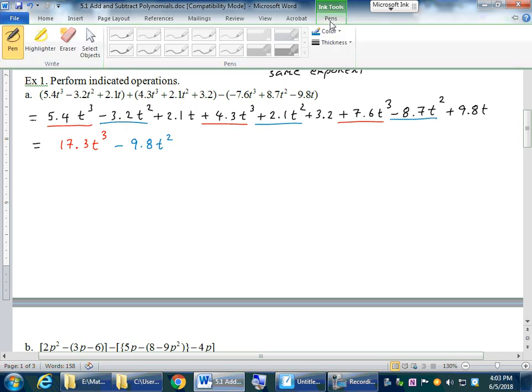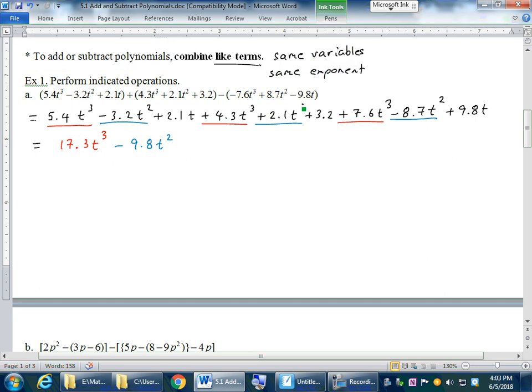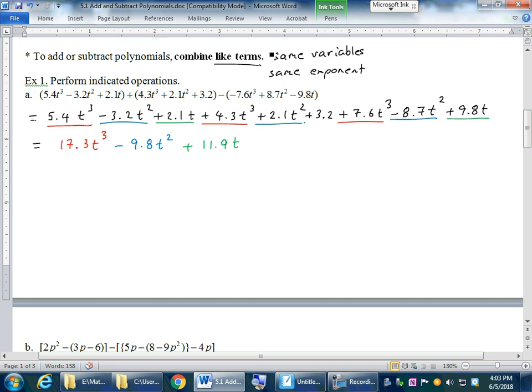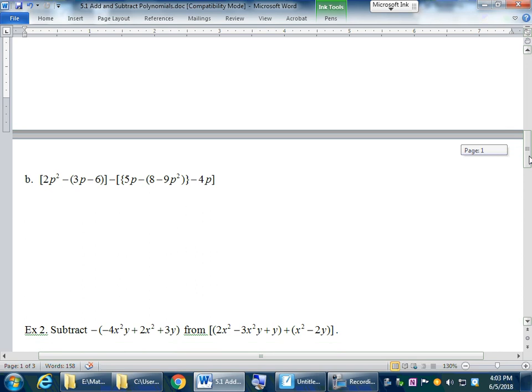And last, next up will be the t term, and then the t term right here. So 2.1 plus 9.8, that will give me plus 11.9 t. And lastly, the number itself, plus 3.2. And that will be my final answer for adding and subtracting polynomials. So use a calculator, that will be a lot faster. The next problem.